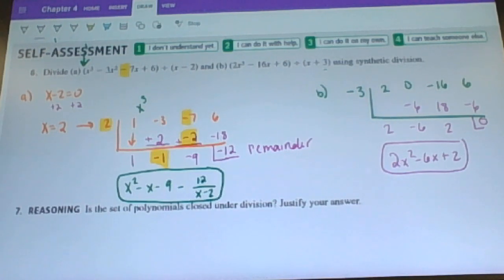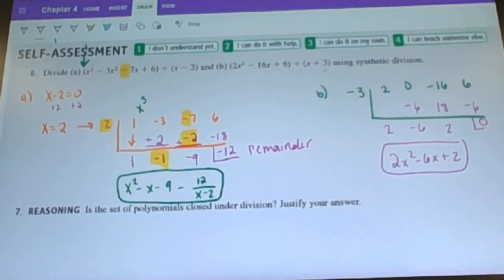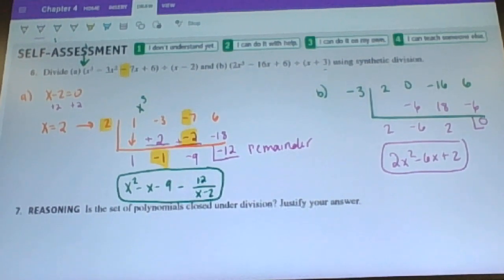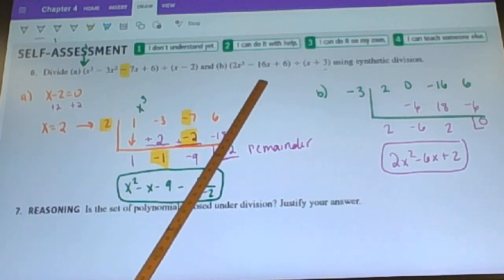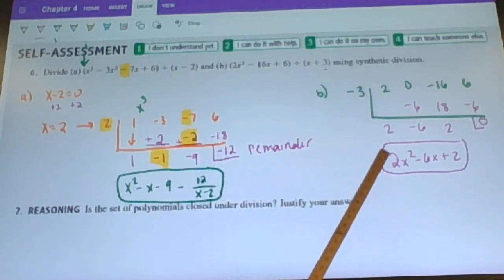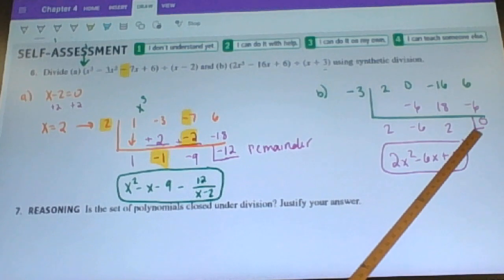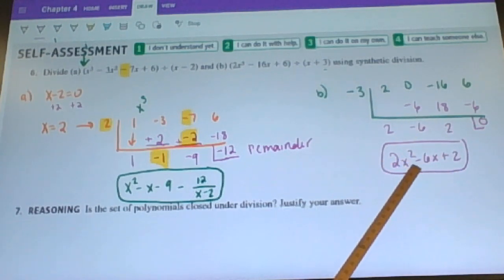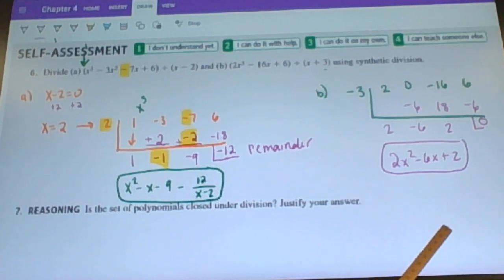Alright, sure enough, letter B resulted in a zero remainder, which means we found a factor. Now I need to give you guys a heads up. We are going to be solving equations later in this chapter. At some point, you have to solve this third degree equation. This will be step 1. You get a zero remainder. You work with this. You try to factor this. If this does not factor, you do the quadratic formula.